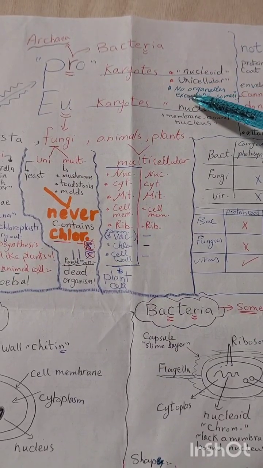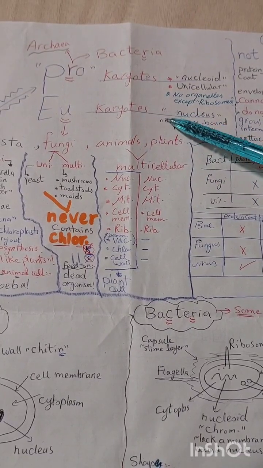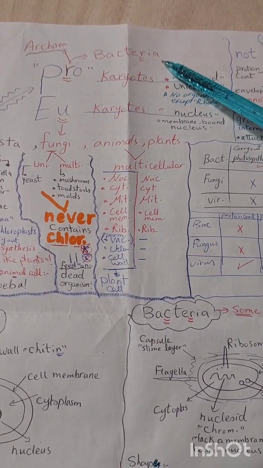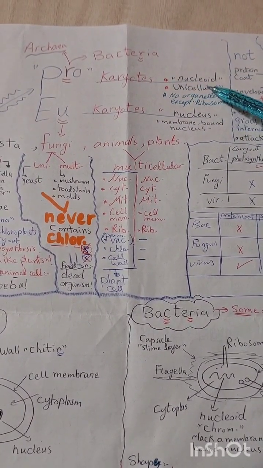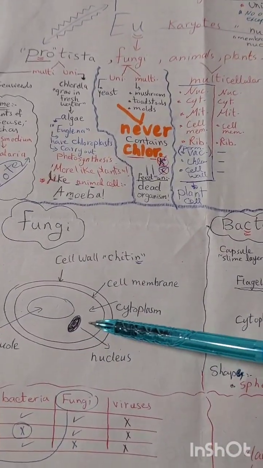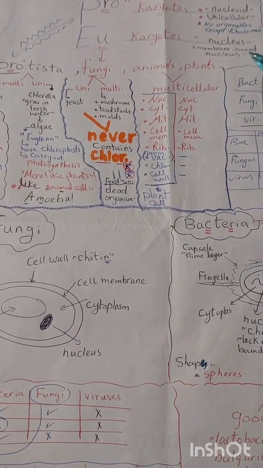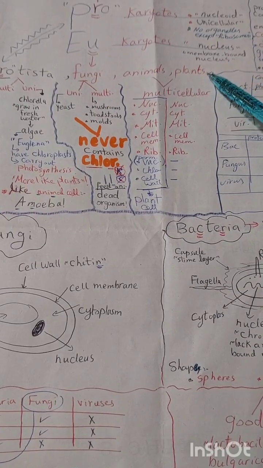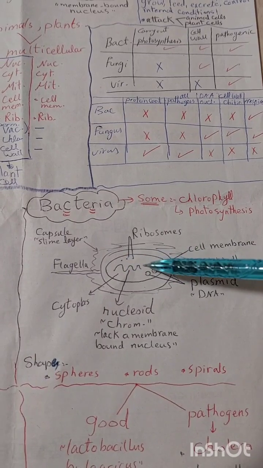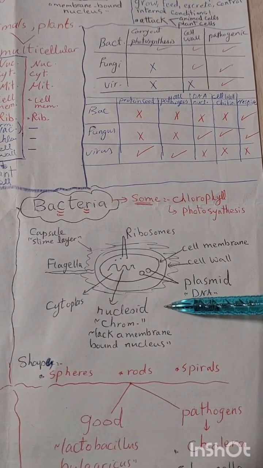The first one is nucleus and the nucleoid. For eukaryotes, we will speak about nucleus. But for prokaryotes, bacteria, we will speak about nucleoid. What is the difference between nucleus and the nucleoid? As you see here, nucleus, you can see it very clearly. So nucleus, membrane bound nucleus, but for bacteria, no nucleus, but something else. It's called nucleoid, and it contains the genetic material.